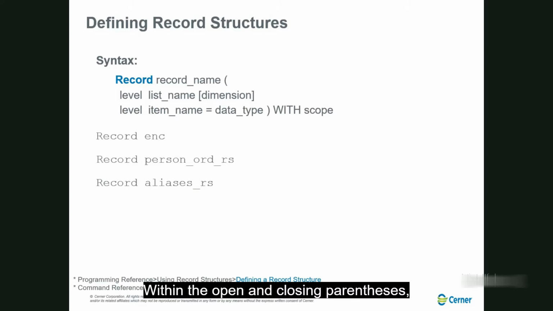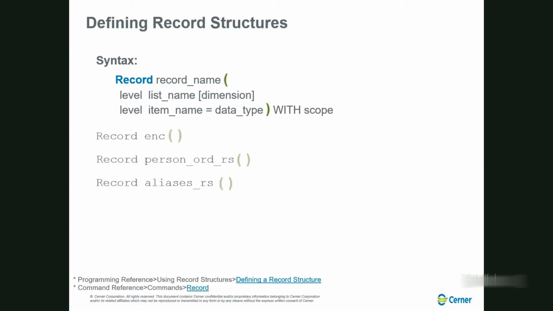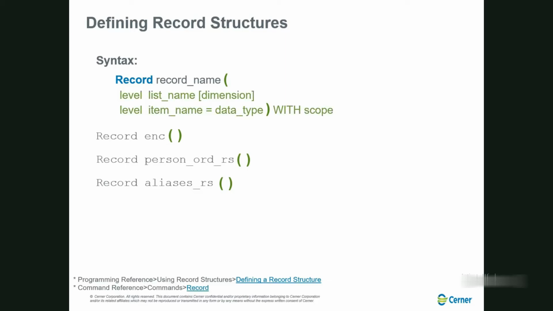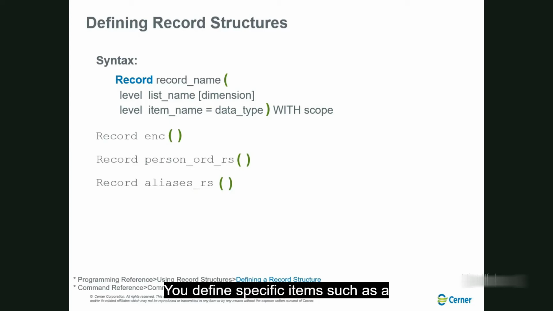Within the open and closing parentheses, define all items to be stored in the record structure, which includes lists and specific items. A list might be a list of orders or a list of people. You define specific items, such as a person's name, age, gender, as part of a list or outside of a list. All items to be stored in this structure must get defined.